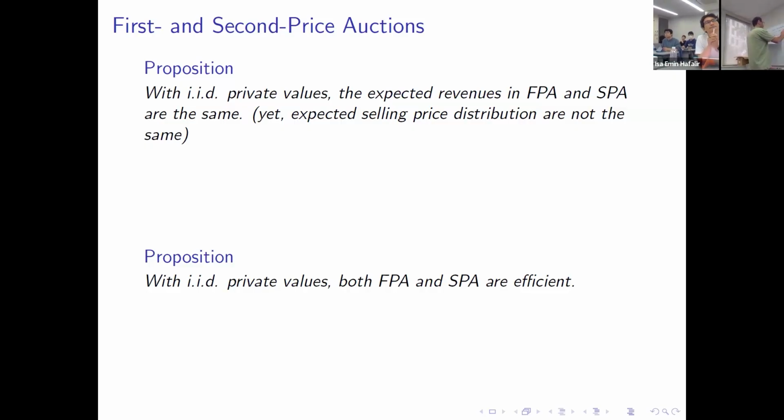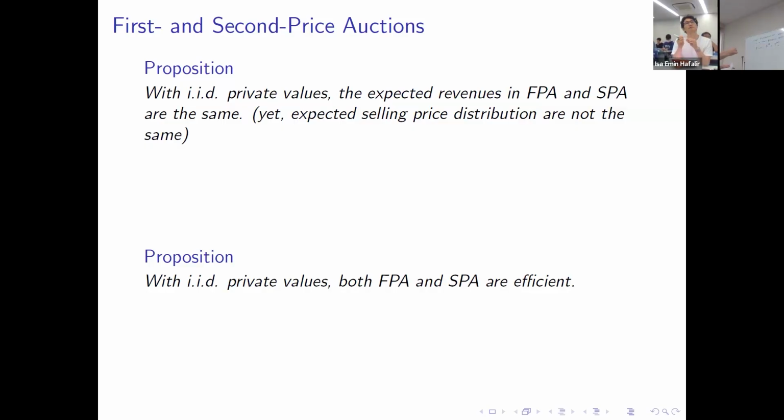Let's remind ourselves that the selling price in a second price auction is nothing other than Y_2^N, for which we actually calculated the density in the previous exercise, right? Whereas the selling price in a first price auction is beta of Y_1^N. So the selling price in a first price auction is beta applied to the highest value, whereas in a second price auction, it is the second highest value.